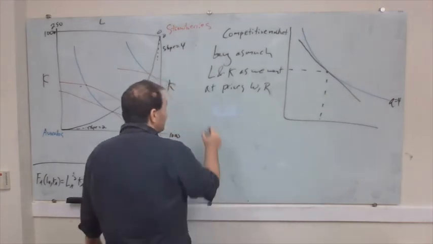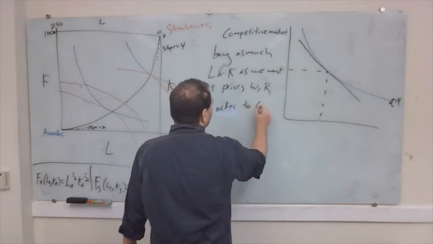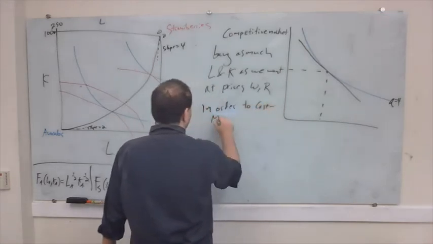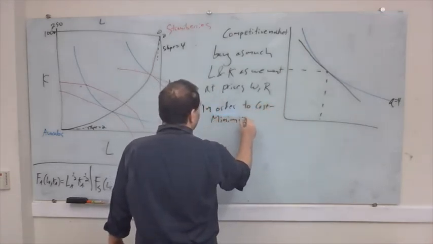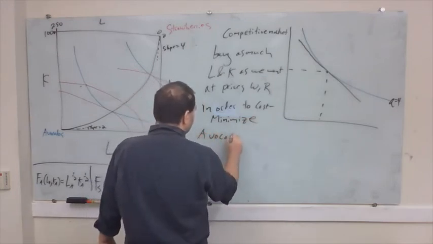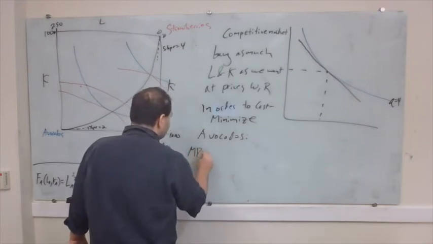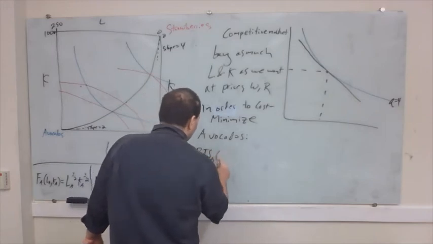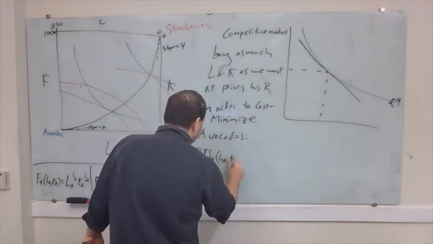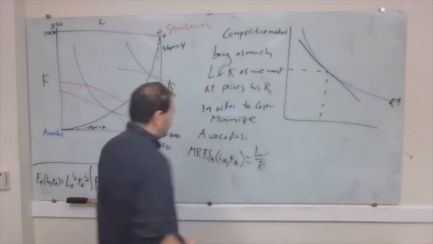So in order to cost minimize, avocado producers must have that the MRTS in the avocado industry has to equal W over R. Awesome.